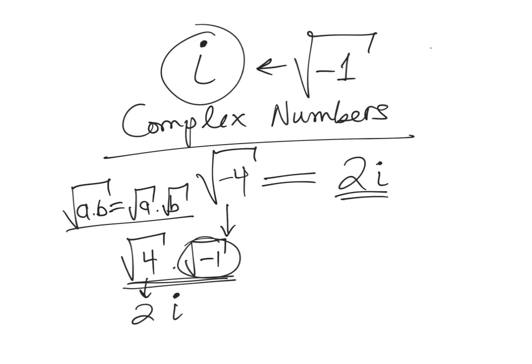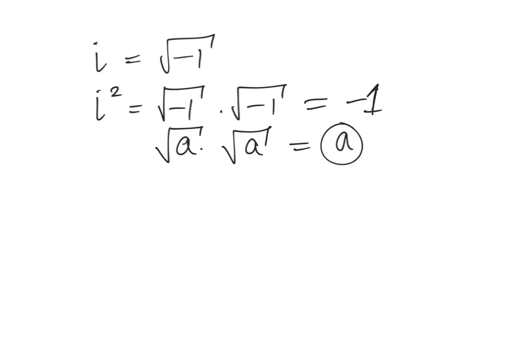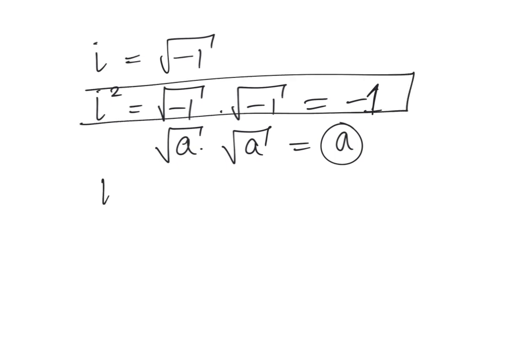So if we have i is the square root of -1, right? So let's go to the next page. So i is the square root of -1. i squared would be the square root of -1 times the square root of -1, which is -1. Because if you multiply the square root of a times, again, the square root of a, you just get a, which is called the radicand, without the square root anymore. So i squared is -1.